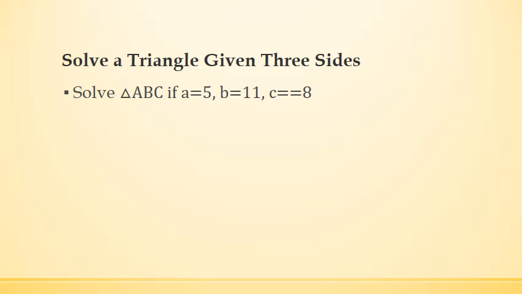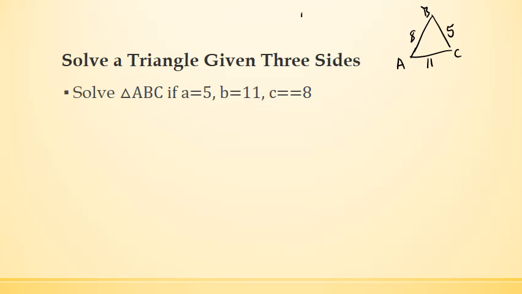Now, how would we know to do that? Well, we should know that the largest angle is going to be opposite the largest side. So it's never a bad idea just to sketch a triangle, and it doesn't have to be drawn to scale. You're just trying to get a visualization. So we've got a triangle ABC, and we're told that side A is 5, so that's opposite angle A. Side B is 11, and side C is 8. And of course, 11 is the largest side.